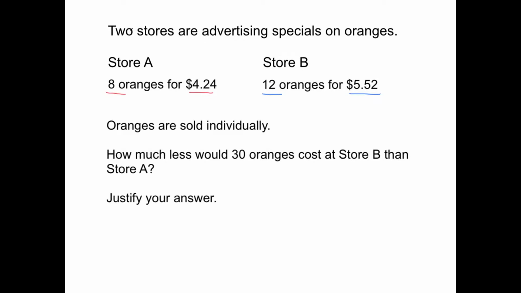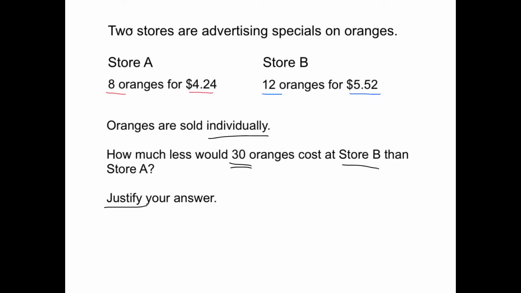But oranges are sold individually. The question asks us, how much less would 30 oranges cost at Store B than Store A? So we need to figure out how much cheaper it is for the oranges at Store B. And we're going to justify our answer. Well, let's look at this question.